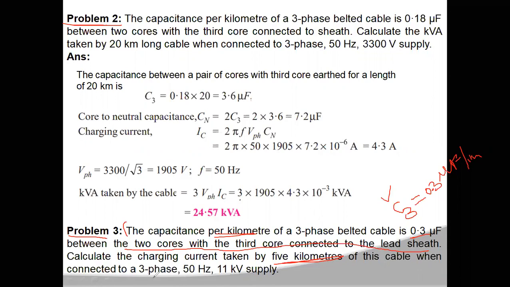And the cable is connected to three phase, 50 Hz, 11 kV supply. So 11 kV is the line to line voltage, you convert it into the phase voltage, and the charging current will be determined from this expression. Okay. So you can do this problem at your home, which is similar to the second problem only.